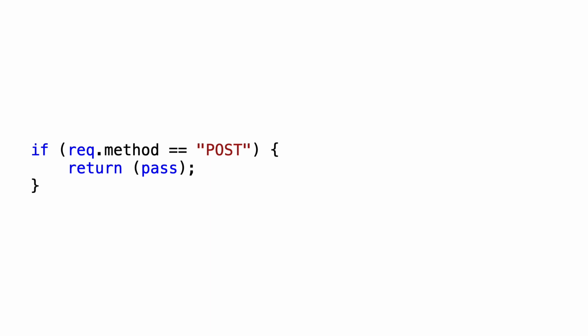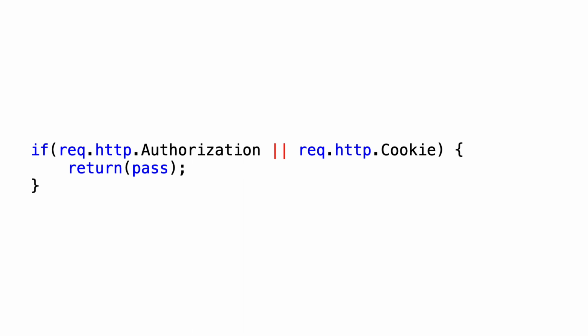VCL also features if statements. If the expression evaluates to true, you go into the body of the if statement. So in this case, if the request method equals post, then we bypass the cache by performing return pass. You can also do a negation, so a not equal, by using exclamation mark equal sign, just like in any other language. You can have multiple operators there, multiple comparisons, and you can use an and statement or an or statement using a double pipe sign.